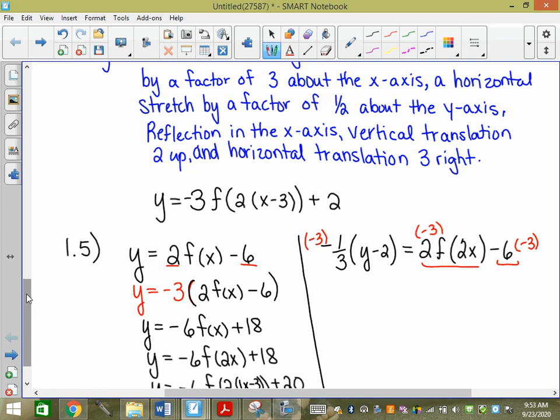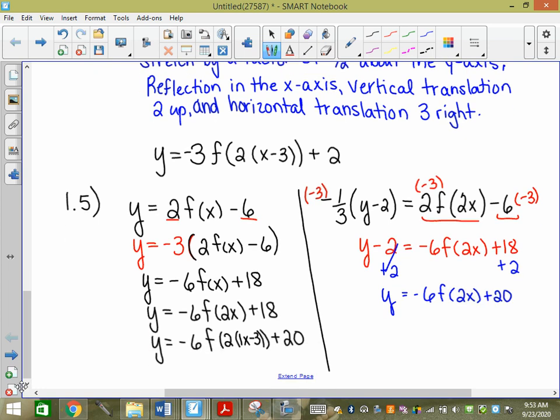So now I get y minus 2 equals negative 6f of 2x plus 18. And then what would I do? Add 2. Y equals negative 6f of 2x plus 20. I forgot to put in the horizontal translation. I should have put it in up here.